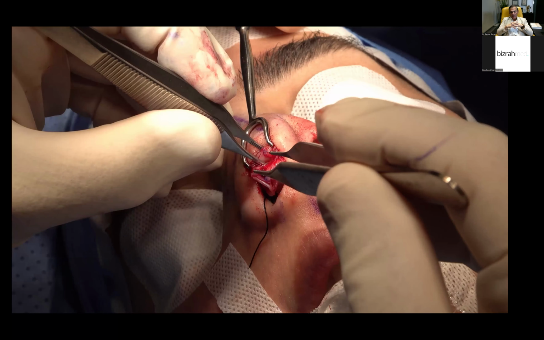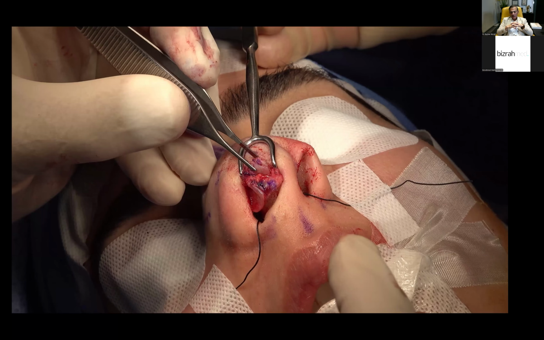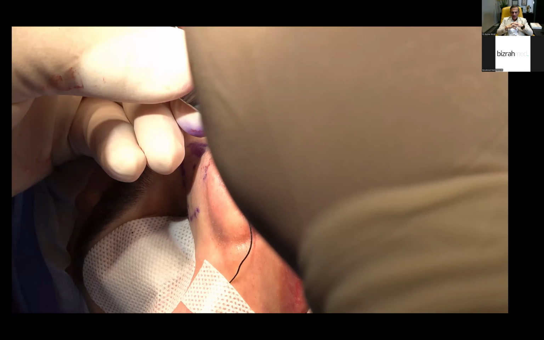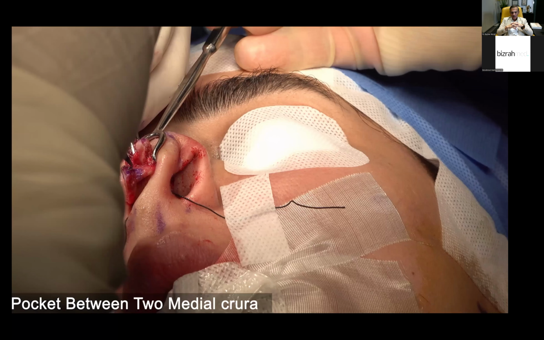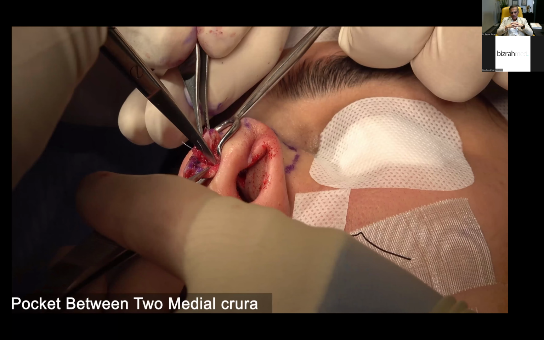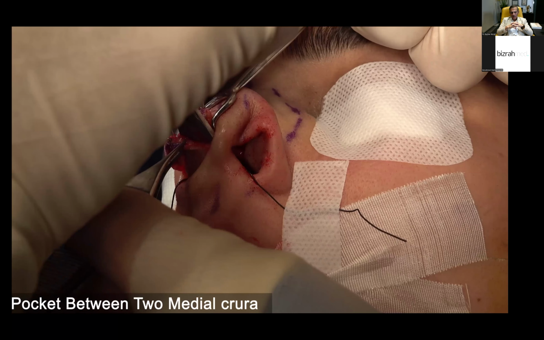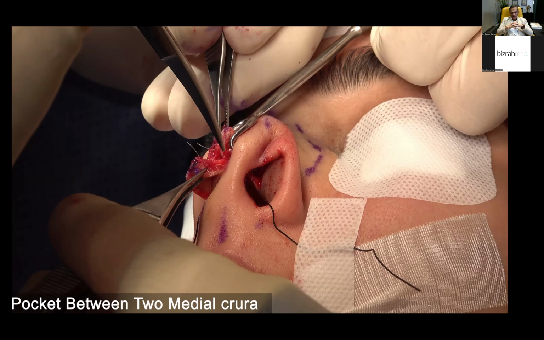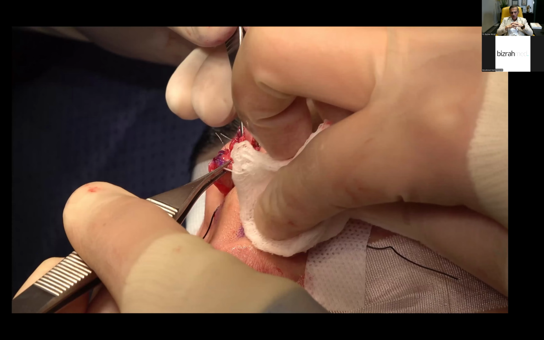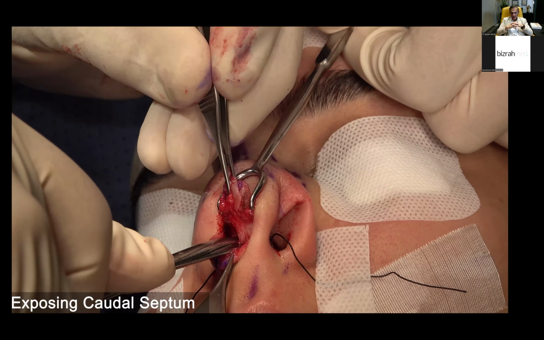We clean the interdermal space and now make a pocket between the two medial crura. Make a pocket down to just above the nasal spine. Staying between the medial crura and down to just above the nasal spine. And then using the other scissors, you need to expose the caudal septum here. You need to see the caudal septum.